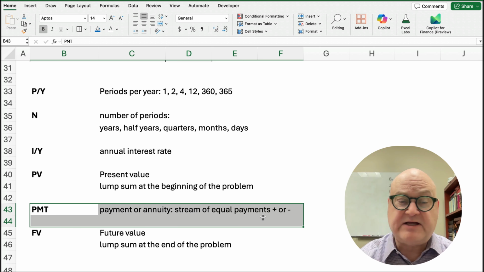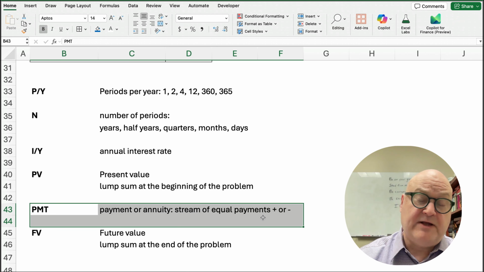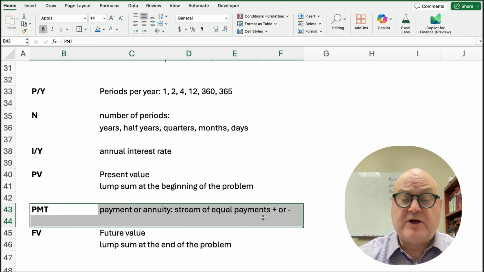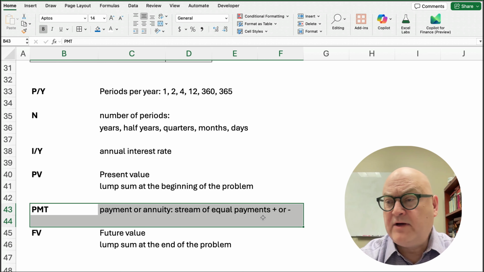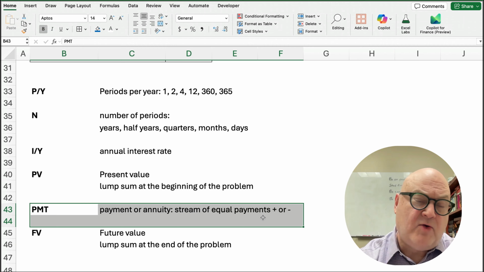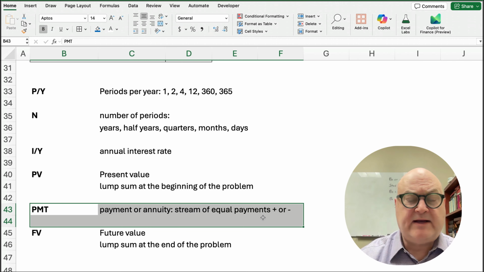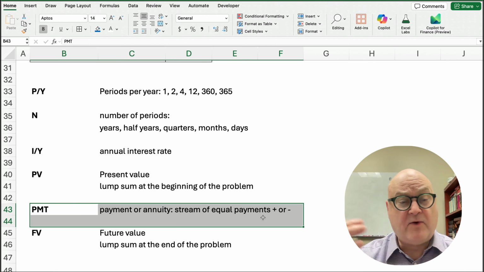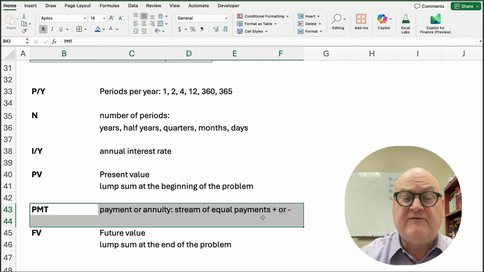So a payment is just a stream of equal payments. This is called an annuity, and it could be adding to the account with pluses or subtracting from the account with minuses. One of the challenges when you first get started is handling positive and negative payments. If you're paying money into an account that's growing, or if you have a loan and that loan is going down, you have to figure out, what is the sign of the payment? Is it a plus or a minus, inflow, outflow? You need to understand how that works.